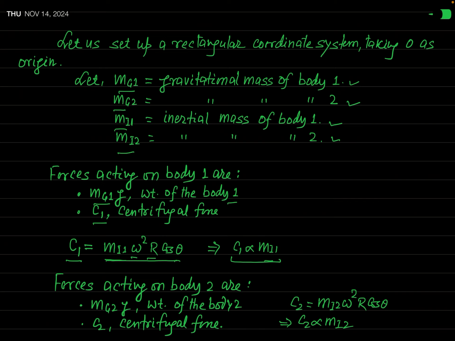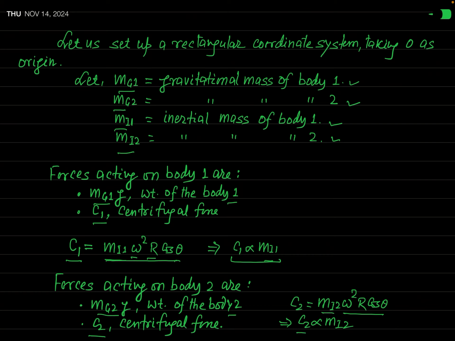In a similar manner, mg2 times g is the weight of the second body, the force of gravity acting on the second body in the downward direction. And we have considered that C2 is the centrifugal force acting on this second body. C2 will be given by mi2 omega square R cos theta.